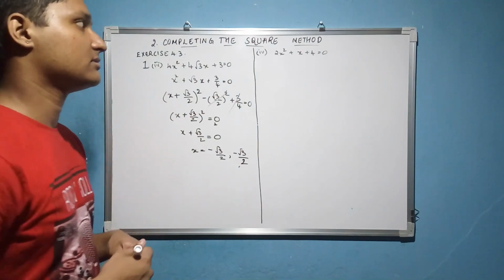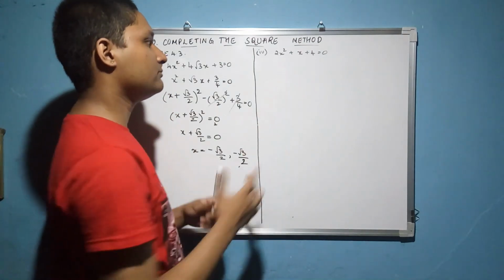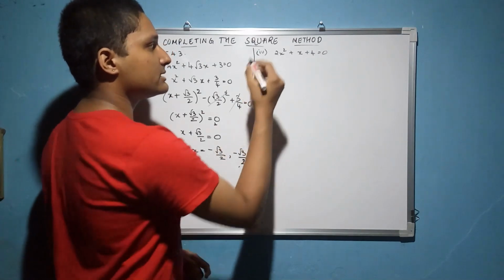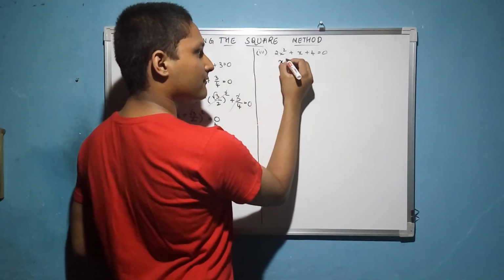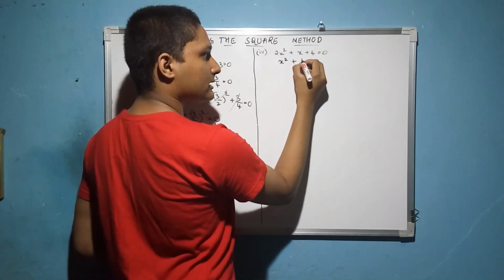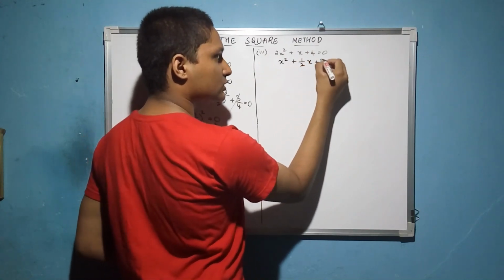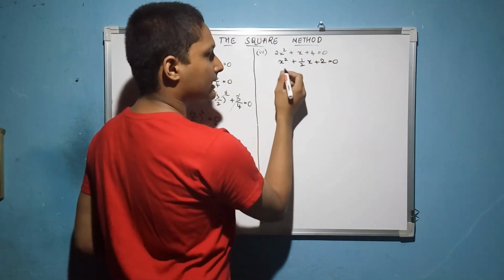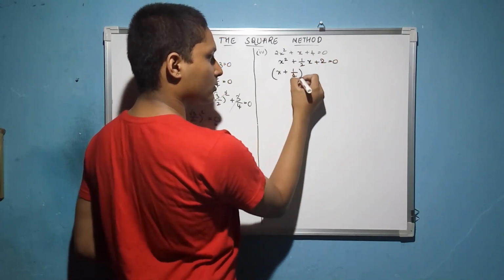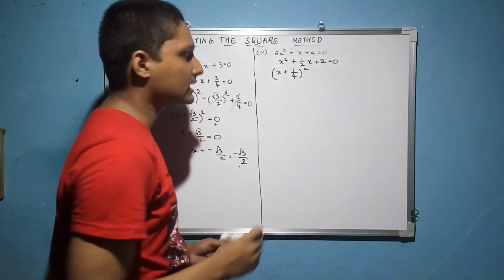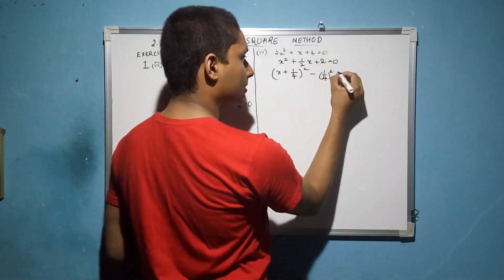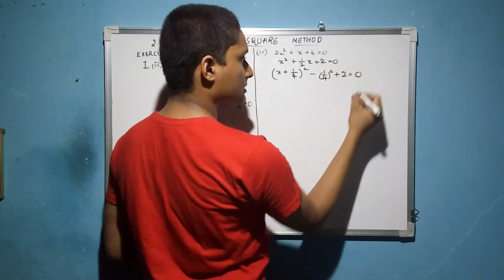Now you have this one, 2x square plus x plus 4 is equal to 0. Somehow we need to get, so that is, first divide by the coefficient of x square. So you are going to get x square plus half x plus 2 is equal to 0. Okay, next we are going to do (x plus 1/4) whole square, because half divided by 2 is 1/4. Then minus (1/4) whole square plus 2 is equal to 0.